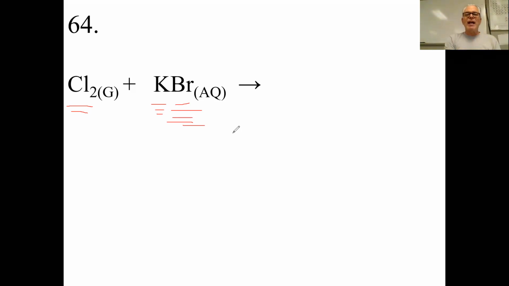In this reaction, the chlorine and the bromine might switch places. Which one's higher? I'm looking at my table. Chlorine is more reactive than bromine. So in this reaction, when we put chlorine into KBr solution, the chlorine is going to bump the bromine out like this.